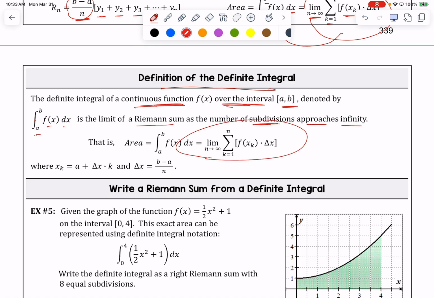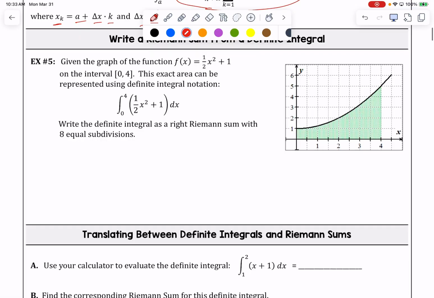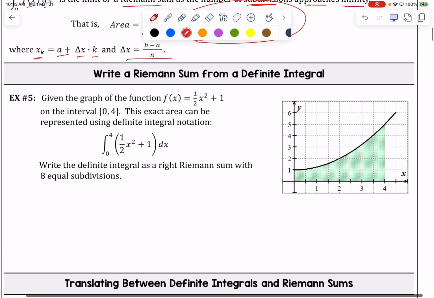So there it is, where x sub k is our start plus delta x k, and delta x is equal to b minus a over n. So, given the graph, let's write it as a Riemann sum, and then let's go in reverse. I want you to try right now to do what we just did in that last example with no multiple choice. Write this as a right Riemann sum using sigma notation.